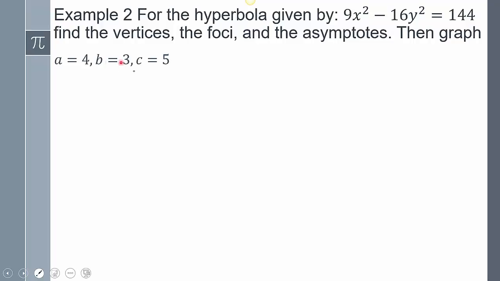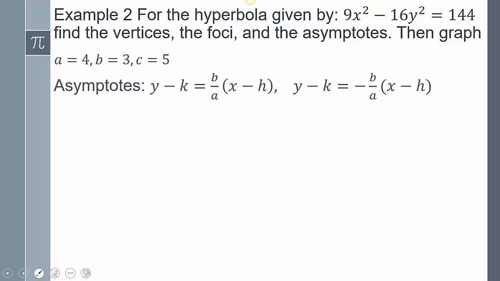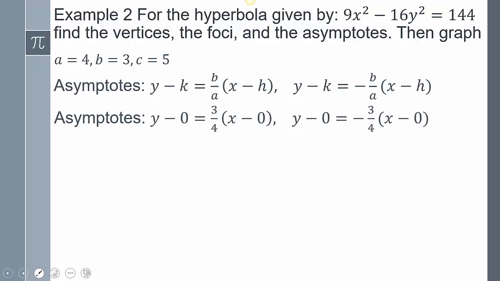So now that I know these values, finding my asymptotes, these are just the equations straight from those definitions. All you have to do is plug in the values. My k is 0, my b is 3, my a is 4, x is the same, my h is 0, and I did the same thing here, and so you're going to get y equals 3/4 x and y equals negative 3/4 x.